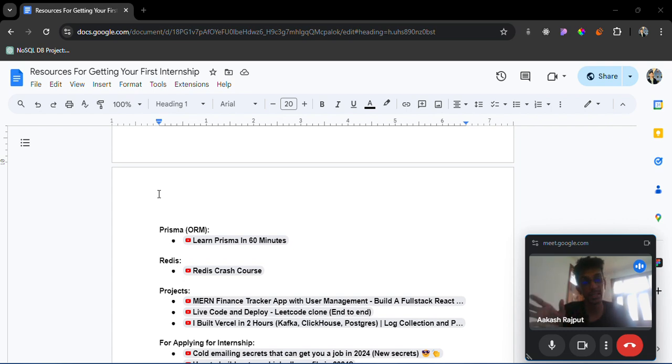So yeah, this is a very great thing to go and learn, ORM. In ORM, Prisma is the most demanded and most popular framework as far as I know. So yeah, go for Prisma.